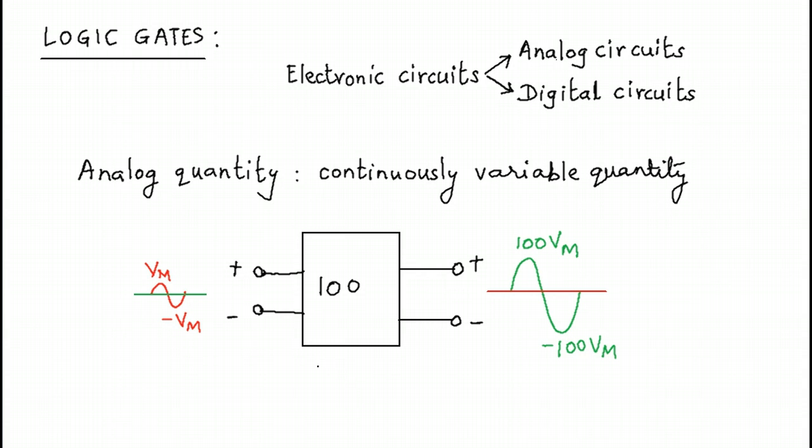And so because both the input as well as the output voltages of an amplifier are analog in nature, an amplifier is a very good example of an analog circuit. Other examples of analog circuits which you have studied are oscillators and rectifiers.